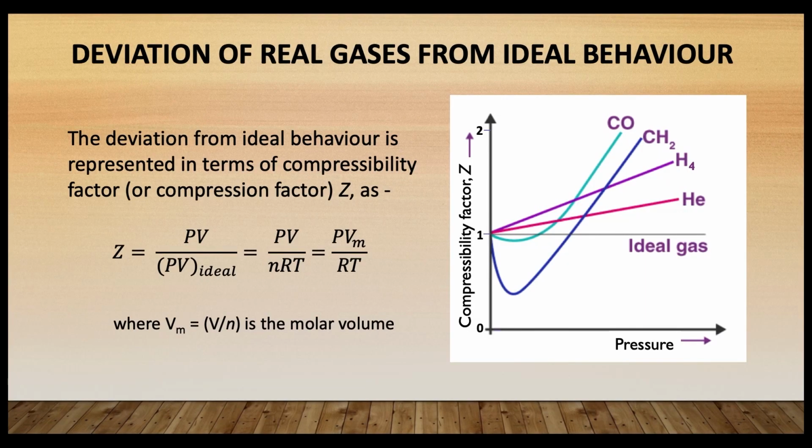It is evident from the figure that while carbon monoxide and methane exhibit marked deviation from ideal behavior only at high pressures, ammonia shows larger deviation even at low pressures.